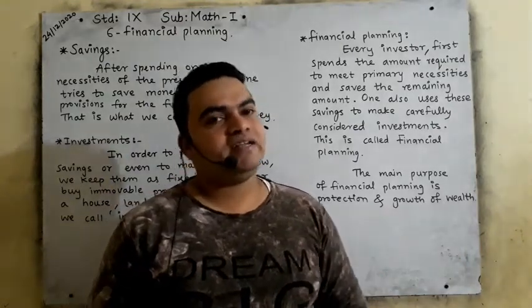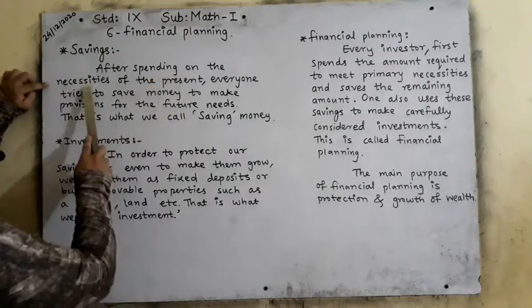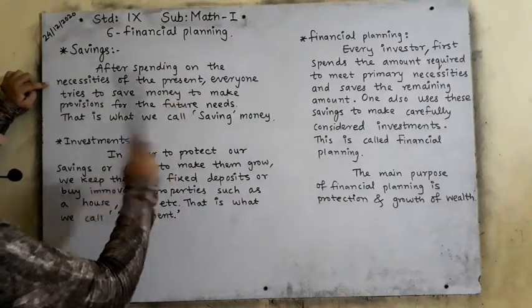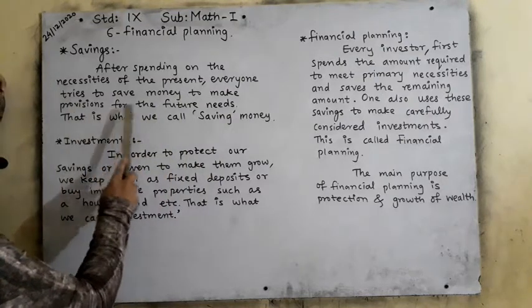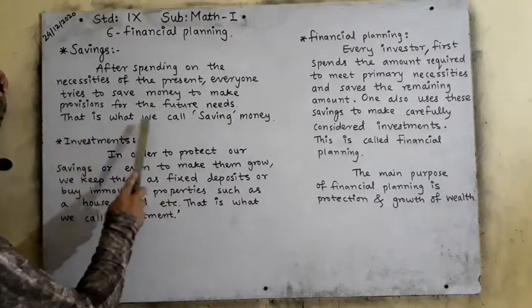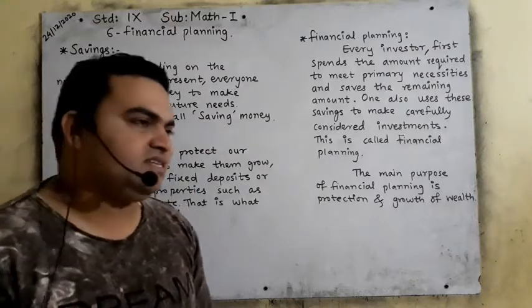Please pay attention, try to understand. See, savings after spending on the necessities of the present. Everyone tries to save money to make provisions for the future needs. That is what we call saving money, right? We all save money. So this is savings.